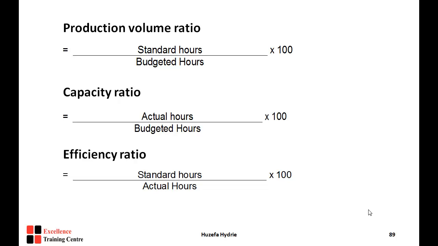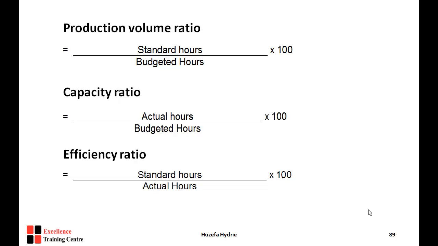So we need to identify what are the different ratios, or what are the different measures that we are having in order to identify the performance of a cost center. These are the three major ratios which are frequently used in order to assess the performance. The first one is the production volume ratio, then we have capacity ratio, followed by efficiency ratio. Now I'll talk about efficiency ratio first.